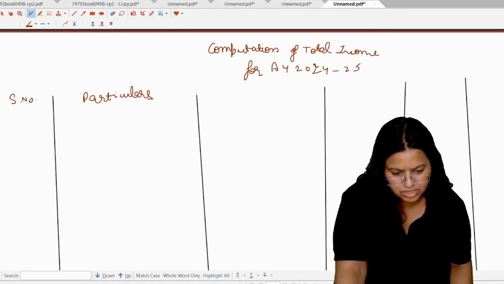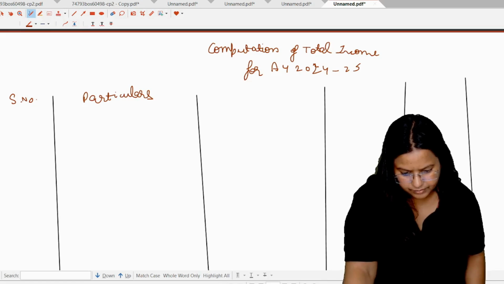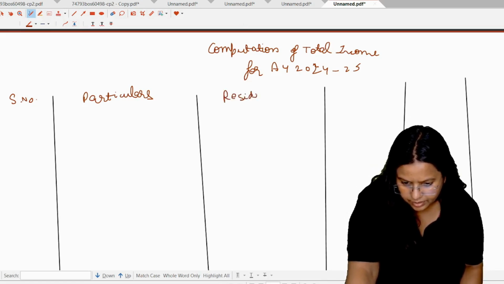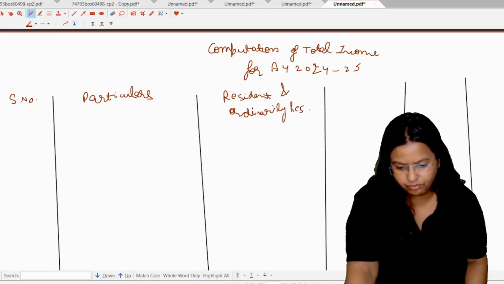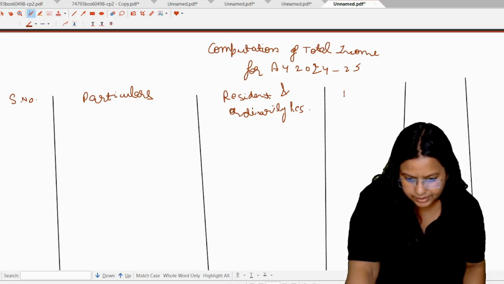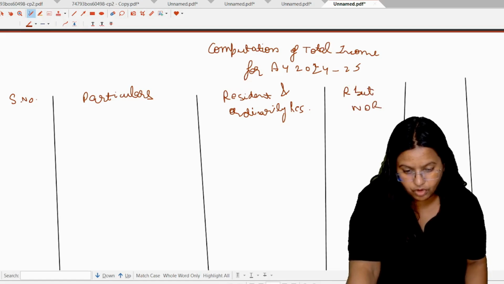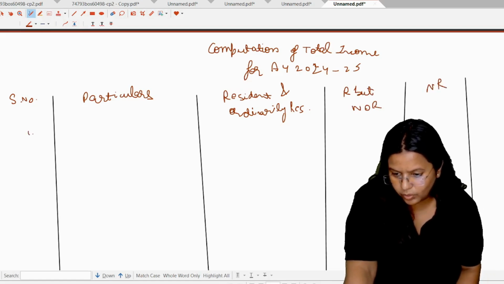I hope the screen is visible to all of you. Third is about the resident and ordinarily resident, that is ROR. Please write it completely. I am writing the short form to save time. Then R but NOR, that is resident but not ordinarily resident. Again, you have to write it in the full form. Then NR, non-resident.